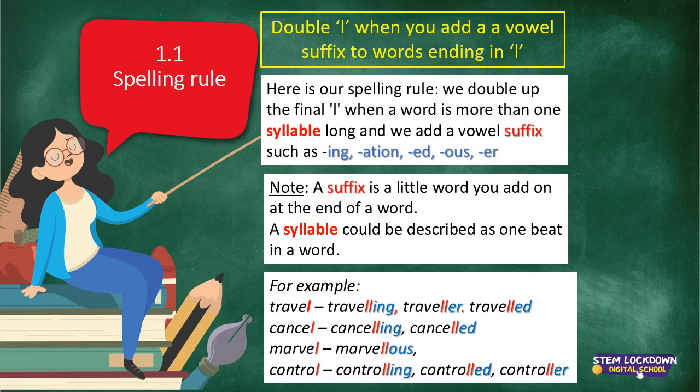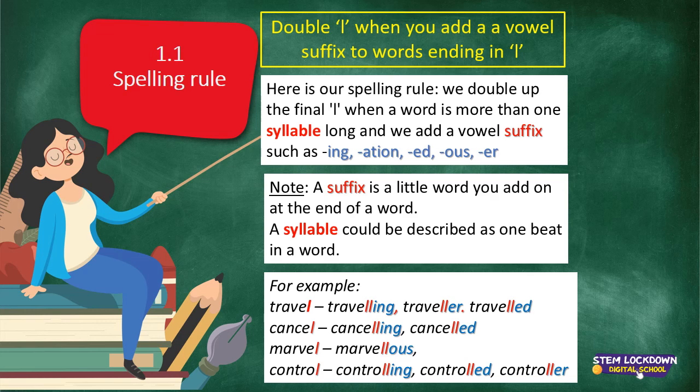Take the word travel. If you wanted to add a little suffix at the end that starts with a vowel, A-E-I-O-U, you would have to double that L of travel to make it into a double L. So it would become travelling, traveller, travelled. Do you see? For cancel, if you wanted to add more to the word cancel, you'd have to double that L. Cancelling, cancelled.